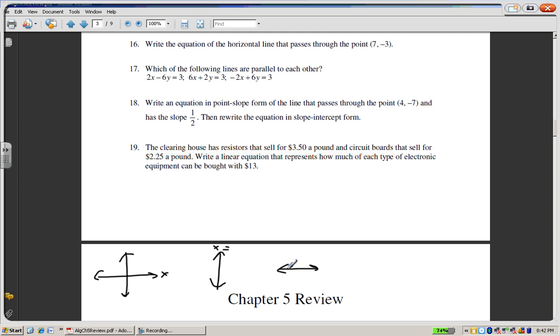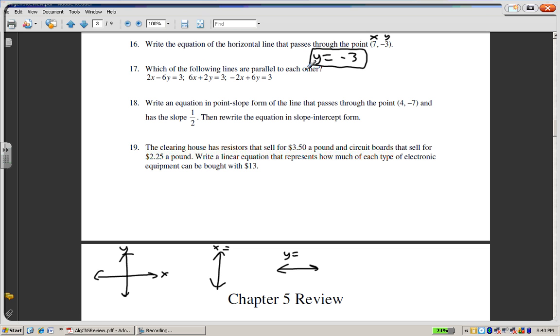This line, horizontal line, corresponds to the vertical axis, which is the y-axis. So this is a y equals type of line. Well, we want the horizontal line, that's this one. So that's the y equals type of line. So let's just look at the point. What does y equal? Well, y equals negative 3. And it's as simple as that.